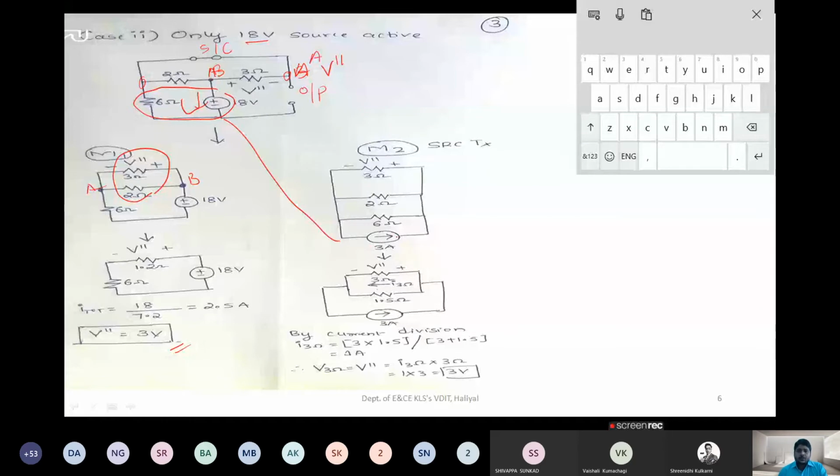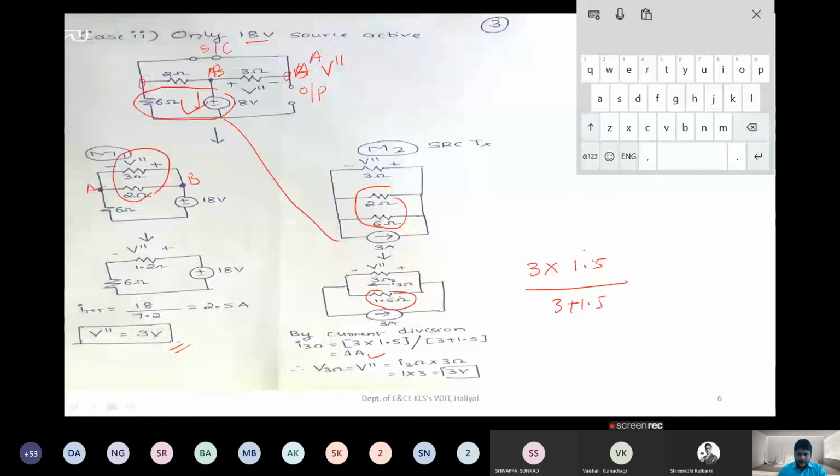Okay. So now what I find is this 6 ohm and 2 ohm, they are in parallel. So that equivalent value I will get here, right? And now I can use the current division method. So according to the current division method, if I calculate the current through the 3 ohm resistor, again the same thing, resistor multiplied by main current is 1.5, then whole divided by the summation of the two, that is 3 plus 1.5. So what you will get is a current of 1 ampere.